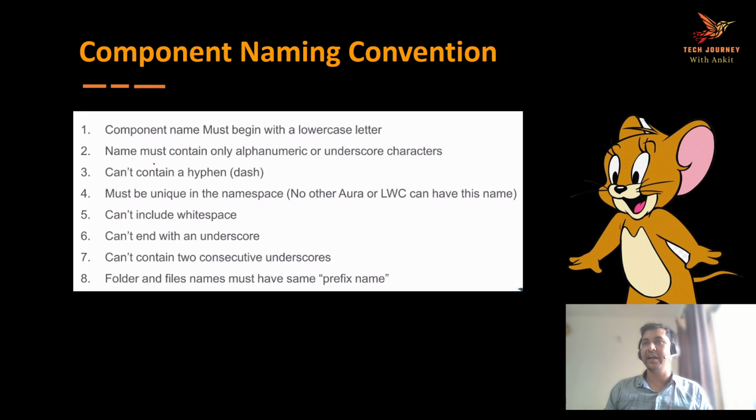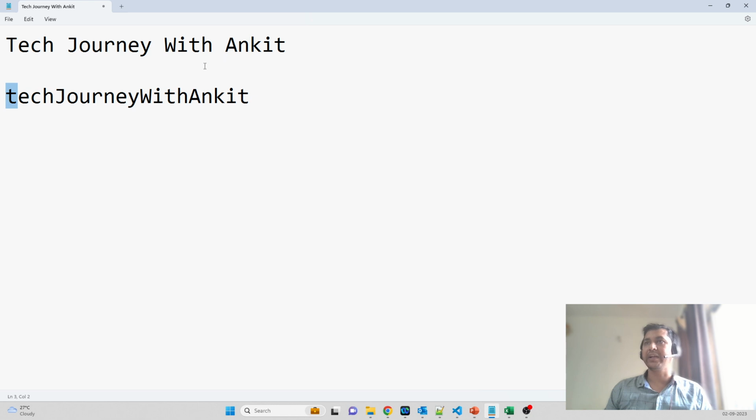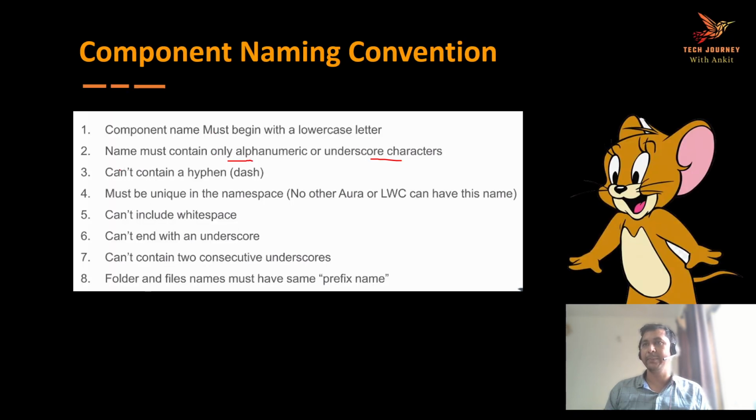Next point says that your name must contain only alphanumeric and underscore characters. Your name cannot contain any special character. For example, let's say if I put @Ankit here, again this is going to be an invalid name. Why? Because I am using a special character here. So that's what the second point says.